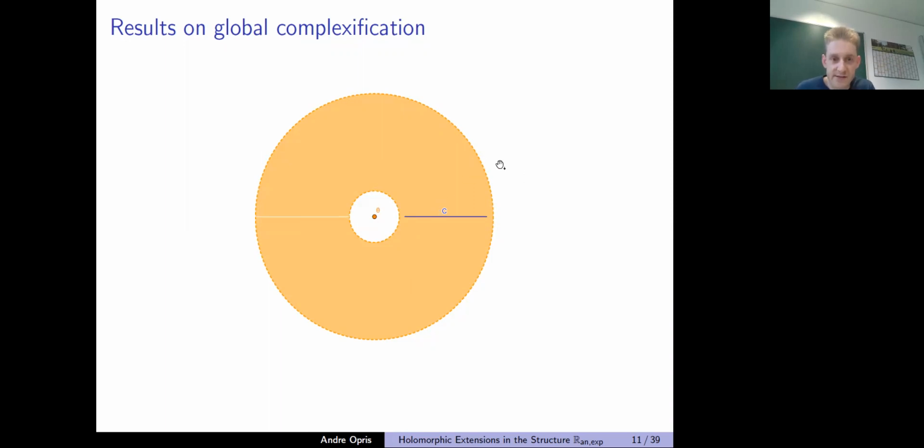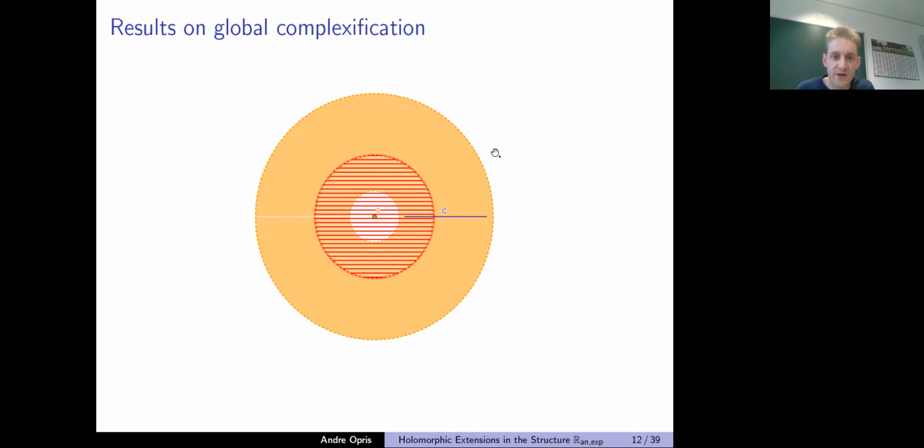And with these results on integration, you get then this red area here. And this red area, together with this orange area, gives then the desired holomorphic extension in one variable, then glue all of them together, and then you can do an induction on the number of variables here in order to obtain this result on global complexification in the globally subanalytic case.